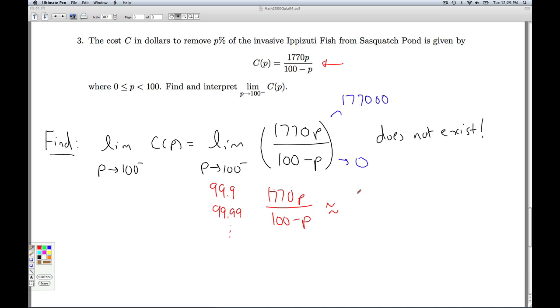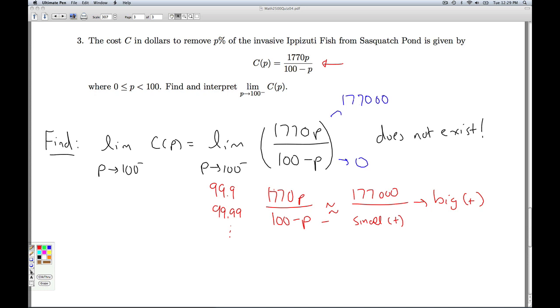Well, the numerator's still getting close to 177,000. But what kind of number am I getting down here? Well, as I'm sneaking up to 100 from the left, I'm plugging in numbers that are smaller than 100, but just by a little bit. So this becomes a very small but positive number. And the result of a small positive number divided into this number is going to be a very big positive number. And the closer I get to 100, the bigger that number is going to be. So that's going to become unbounded, and we actually write that then as infinity.